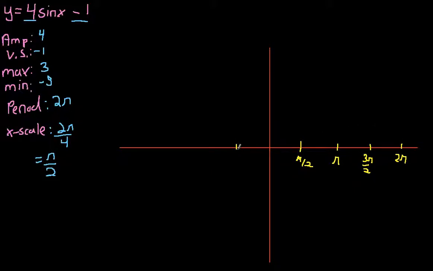On this side, same thing. Negative pi over 2. Negative pi. Negative 3 pi over 2. And negative 2 pi. So that's the first thing we do, is the x scale.